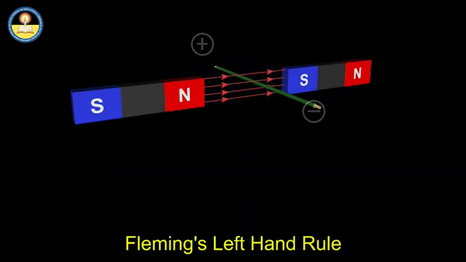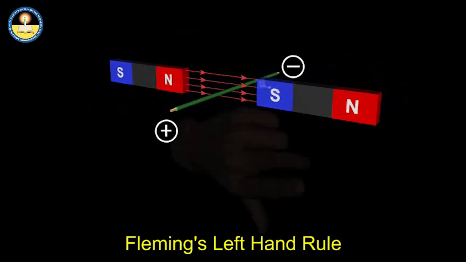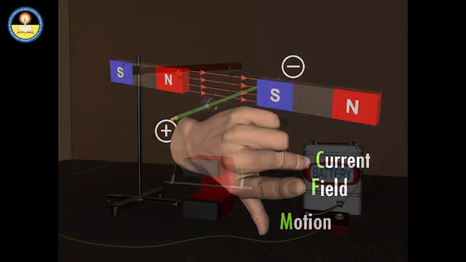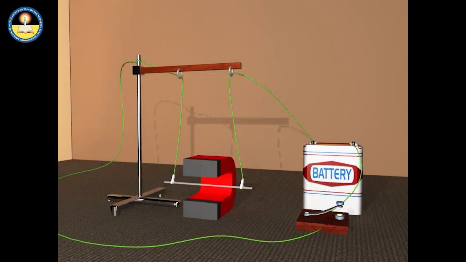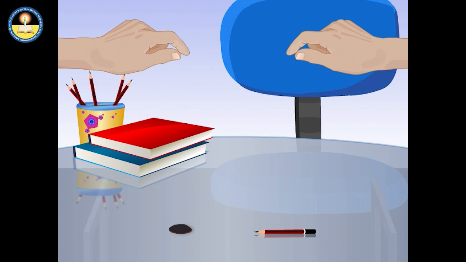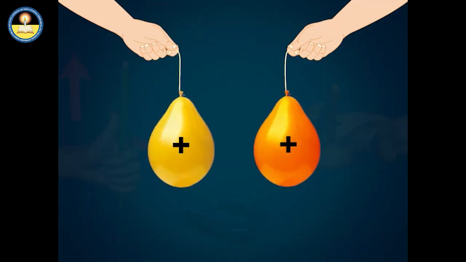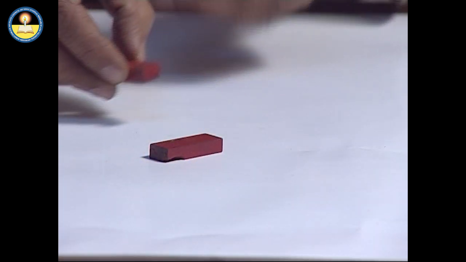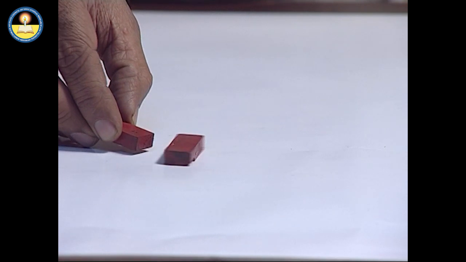Here, it can be noticed that all the three quantities, that is current, magnetic field and the force, are perpendicular to each other. It should also be noticed that this deflecting force is different from other forces, such as the force of gravitation between masses, the electrostatic force between charges, and the force between magnetic poles.